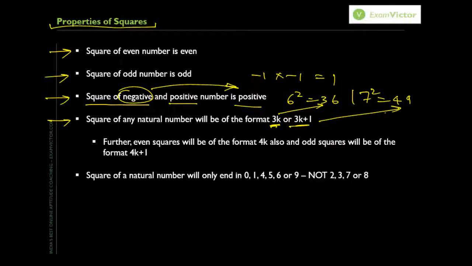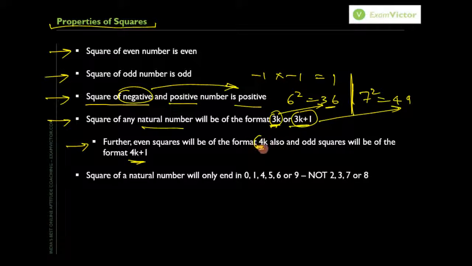So the point is that any square of any natural number is going to be in this format 3k or 3k plus 1. Further, even squares will be of the format 4k also, and odd squares will be of the format 4k plus 1. Look at the same example. Even square, this is 6 square, 36. This is of the format 4k, right? 4 into 9, 36. Odd square, which is 7 square. 7 square is 49, and 49 is going to be 4 into 12 plus 1. So 48 plus 1, 49.